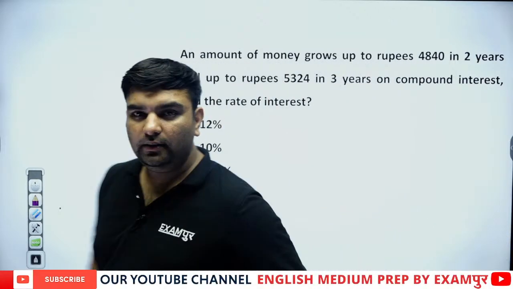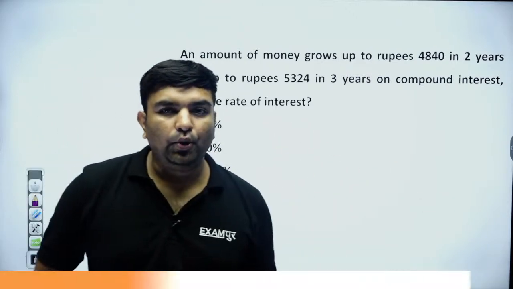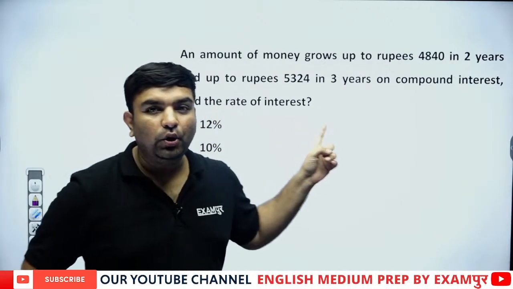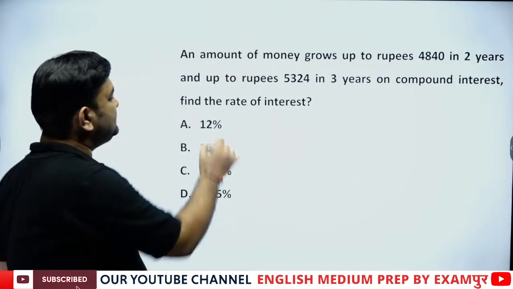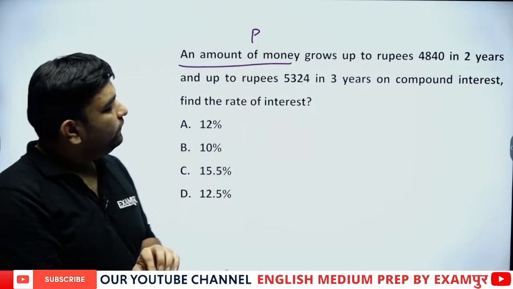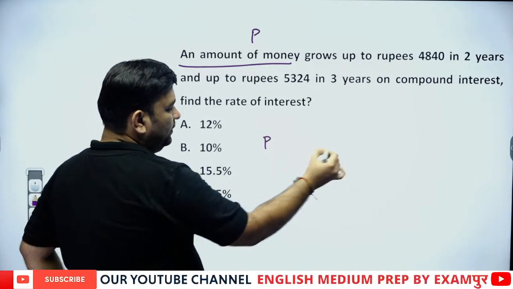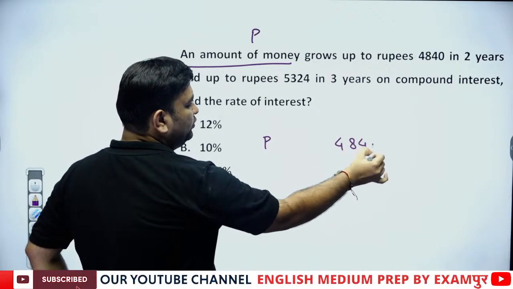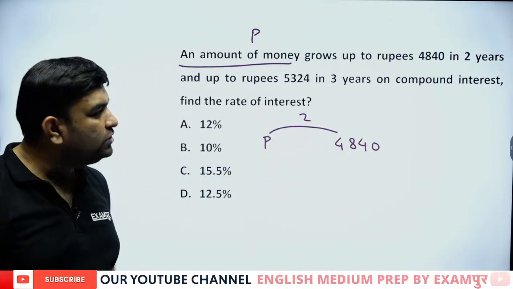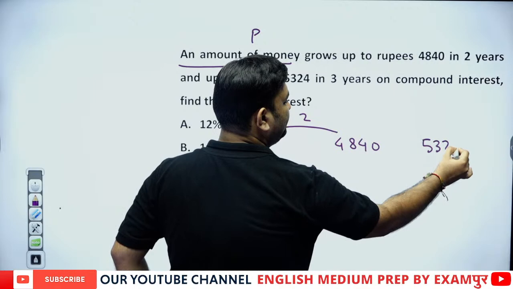A sum of money. We have done such questions in simple interest as well, but here the approach is going to be different. A sum of money grows to 4840 in 2 years. So this is the principal, which becomes 4840 in 2 years, and it becomes 5324 in 3 years.